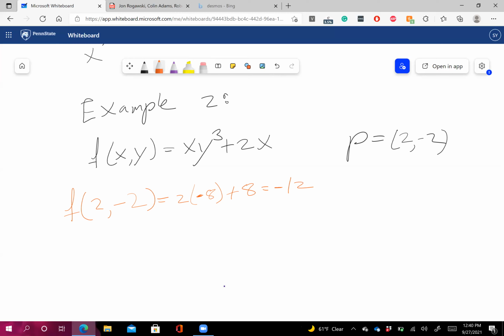And so then the next piece of information that we need is the partial of f with respect to x.